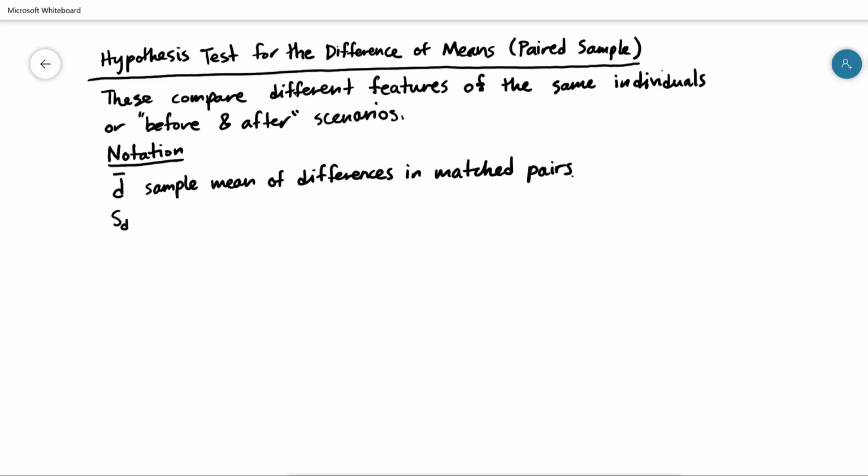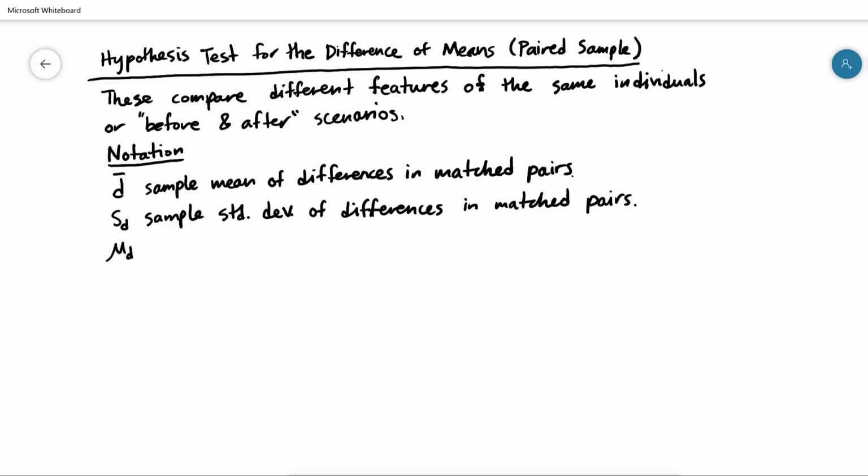And S, with a little subscript of a D, is going to be that sample standard deviation of that same set of the differences in the matched pairs. And lastly, mu sub D will be the thing that we're trying to predict. It's going to be the population mean of the differences in our matched pairs. So here's the three terms that we're going to deal with that are new. And I want to highlight how these differ from some of the other problems that we looked at in Chapter 11. So let me make this totally clear.